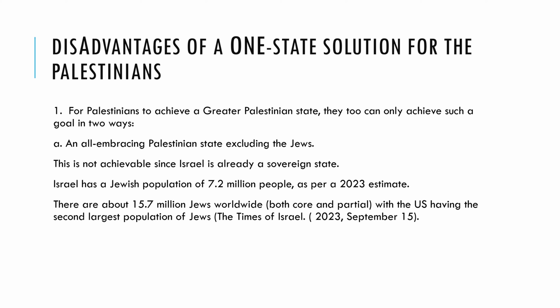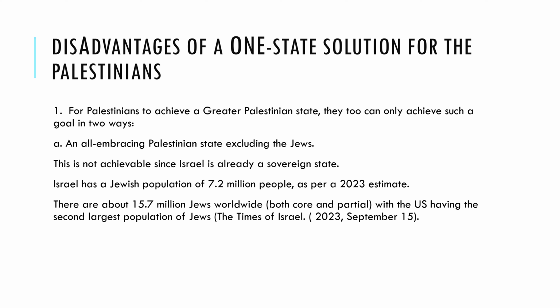1. For Palestinians to achieve a greater Palestinian state, they too can only achieve such a goal in two ways. A, by creating an all-embracing Palestinian state excluding the Jews. So this is the opposite of the Jewish preference. This is not achievable since Israel is already a sovereign state.